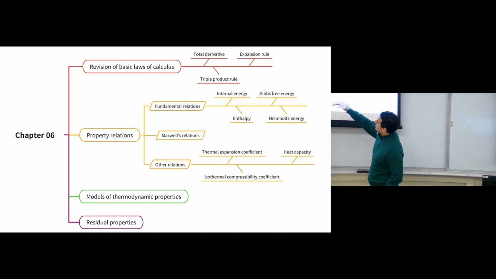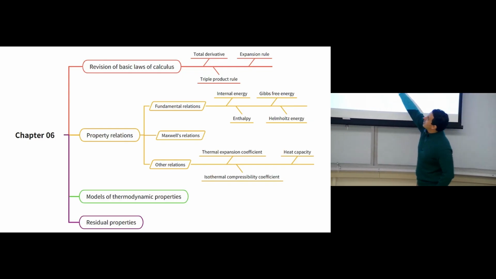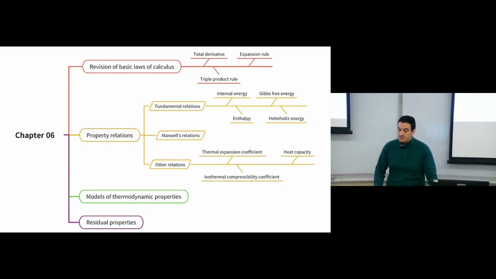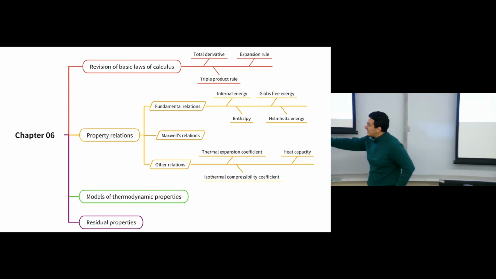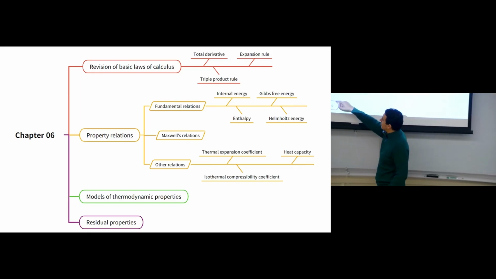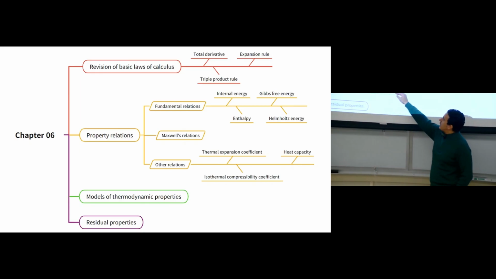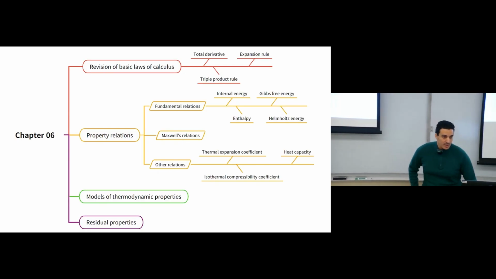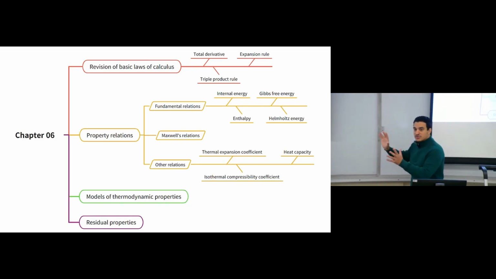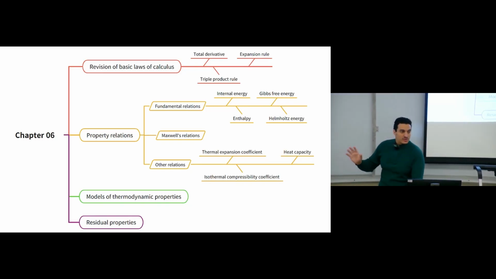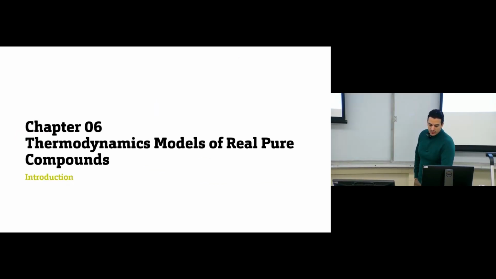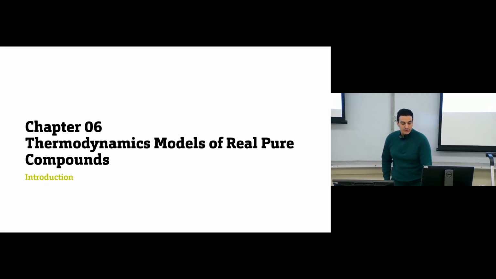All the relations we have, from the basic laws of calculus to the property relations, we will use in our derivations. We cannot derive any model for a thermodynamic property without knowing all of these relations and how we can use them. So this is the whole idea of this chapter: understand these calculus rules, these laws, these thermodynamic relations, and then play with them in order to derive our model.